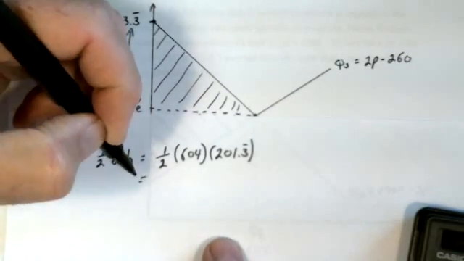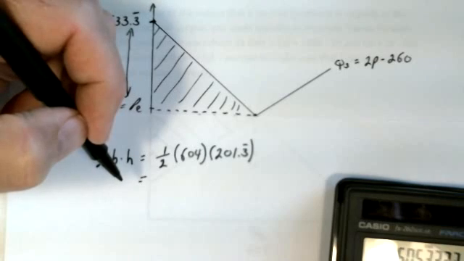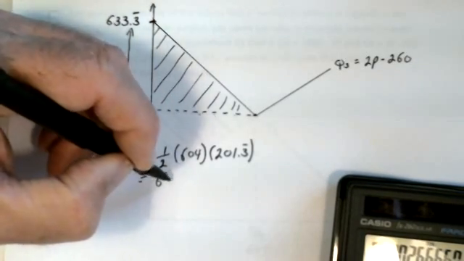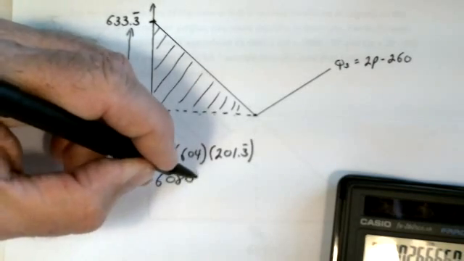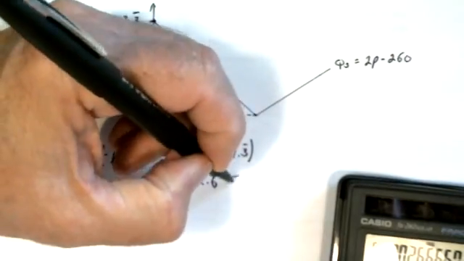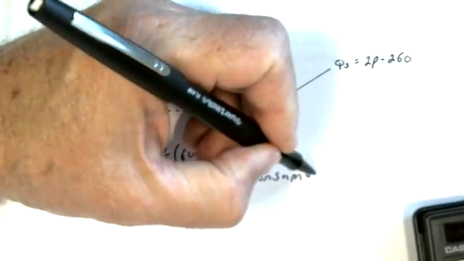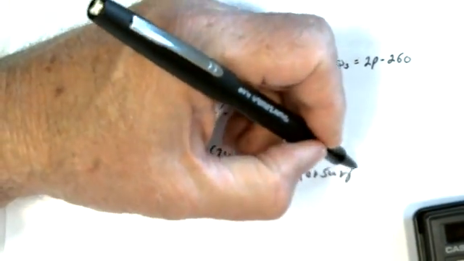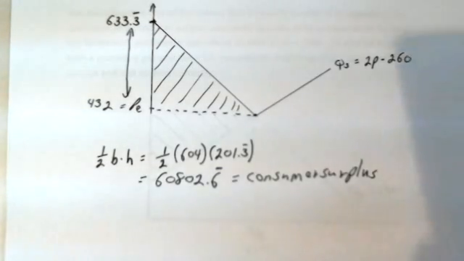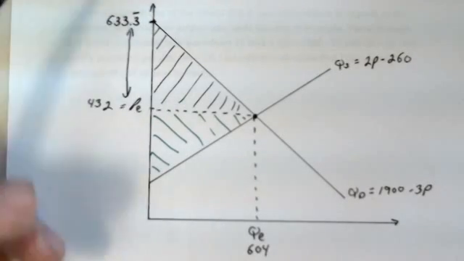So let's see what that is. That would be 201 and a third times 604 times 0.5. I get a value of 60802 and 2/3. So that's consumer surplus. Again, it's just the area of that triangle, right? And to find the area of the triangle, all you need to know are its endpoints, which we found.